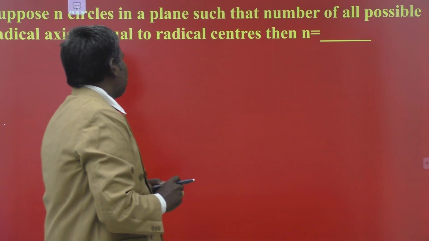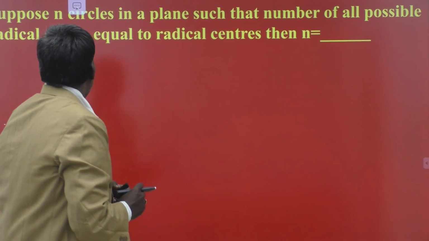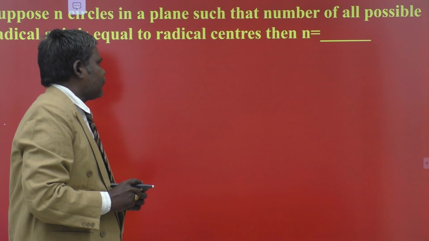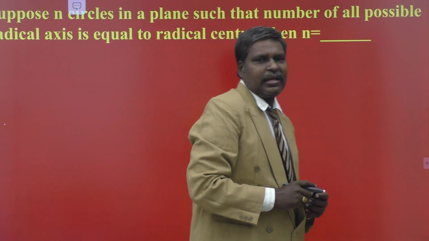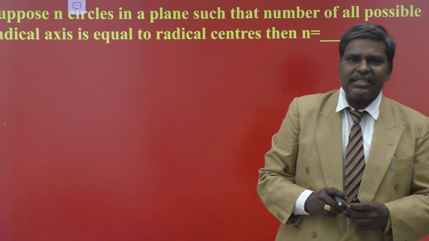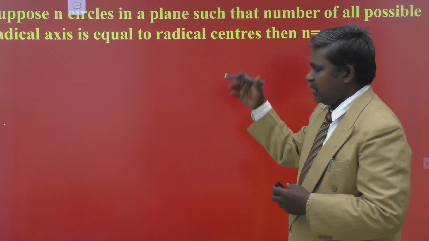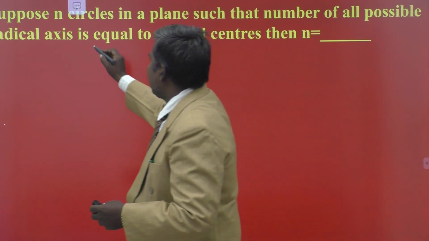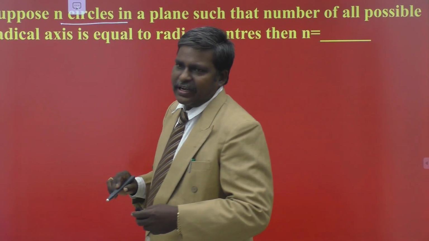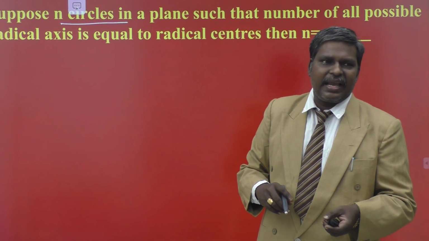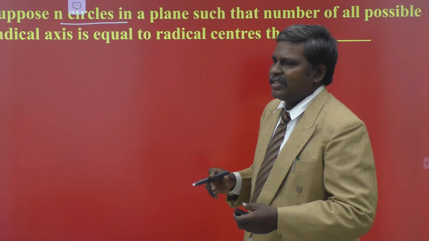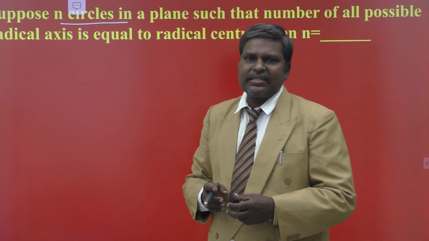Suppose n circles are in a plane such that the number of all possible radical axes is equal to the number of radical centers, then what is n? They are asking: suppose there are n circles in a plane. With the help of those n circles, you are going to prepare all possible radical axes and possible radical centers, in such a way that the number of radical axes is equal to the number of radical centers. Then what is the value of n?